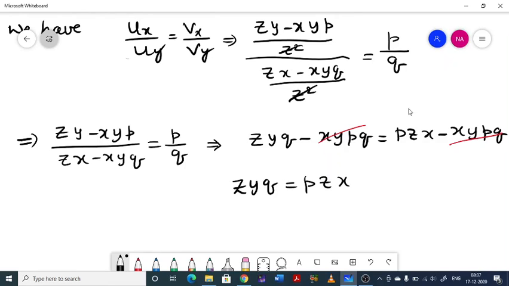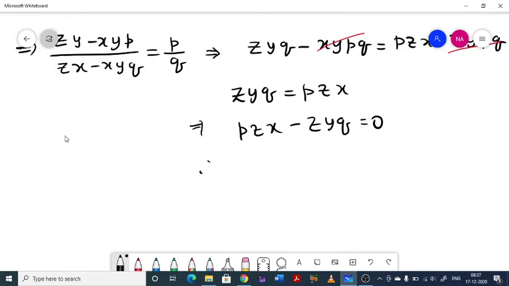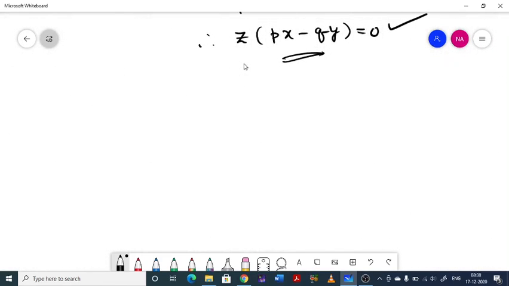So you can take terms on one side: pzx minus zyq equal to 0. Z common. Therefore z times of px minus qy equal to 0. So that is the required PDE. The product of these two is 0, meaning either one of the terms should be 0. You should have px minus qy equal to 0. You can stop at this stage. Now let us take one more.